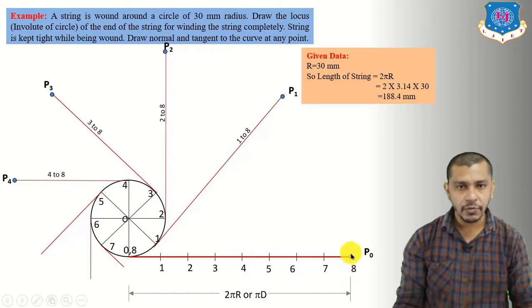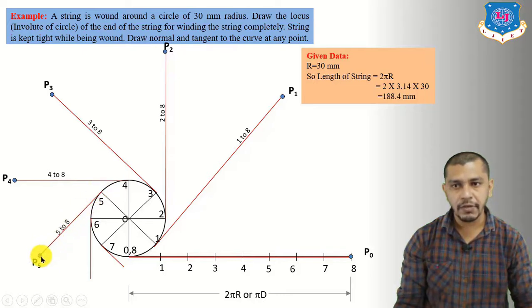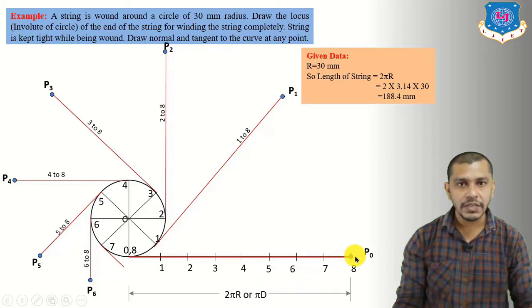Now measure 5 to P0 distance on the rounder. Take the center at 5, mark P5. This length will be equal to 5 to 8 or 5 to P0. Now measure 6 to P0 distance on the rounder. Put your rounder at 6, mark the point. This will be P6 and this length will be 6 to 8 or 6 to P0. Now measure 7 to P0 distance on the rounder. Put your rounder at 7 and mark the point P7.